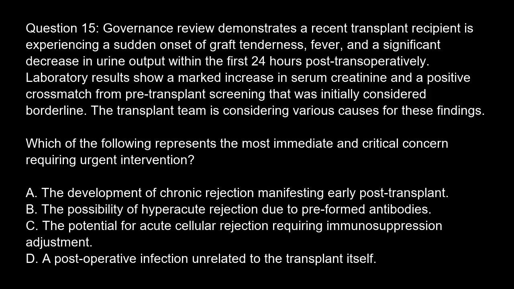Option A, the development of chronic rejection manifesting early post-transplant. Option B, the possibility of hyperacute rejection due to preformed antibodies. Option C, the potential for acute cellular rejection requiring immunosuppression adjustment. Option D, a postoperative infection unrelated to the transplant itself.